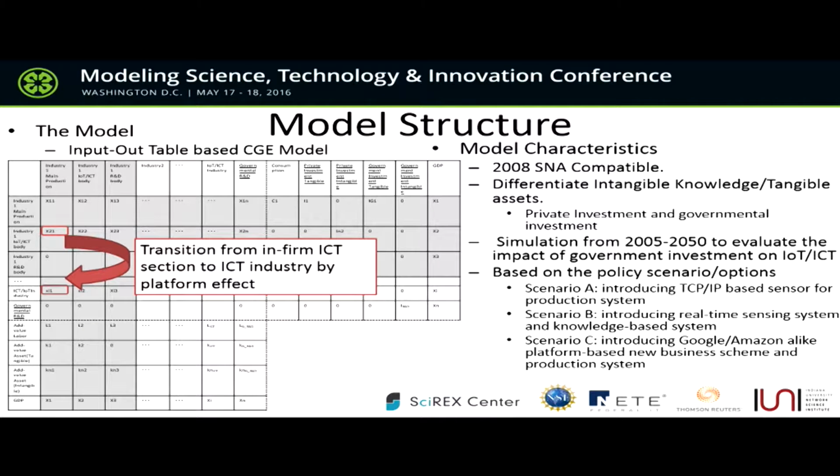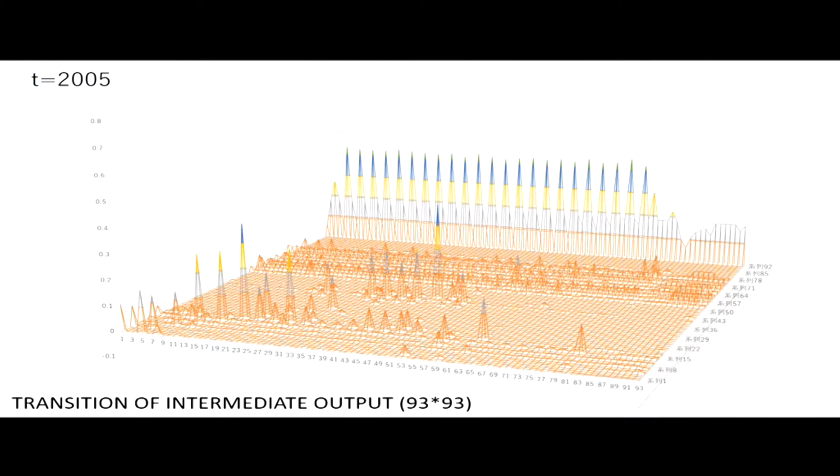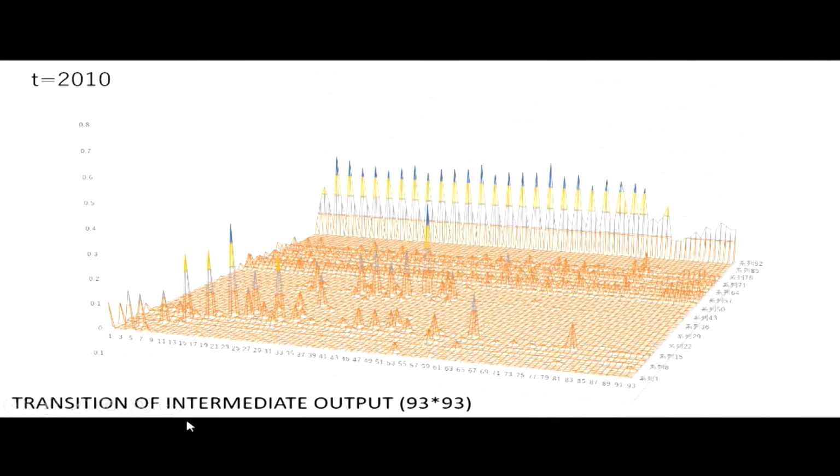For that, we are using several scenarios introducing TCP/IP-based sets. We have seen some interaction in the upper sphere, and the scenario being used in the real-time sensing system, using some sensor and using some knowledge-based system. They introduce Google, Amazon like a platform, new business scheme, and production system. Well, this is a kind of simulation result to see the interaction.